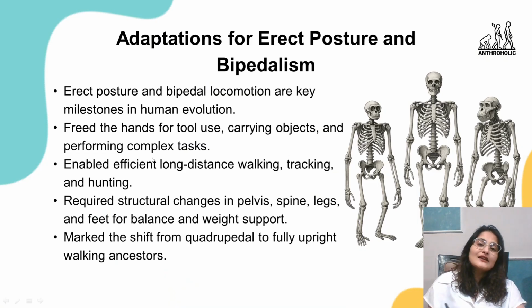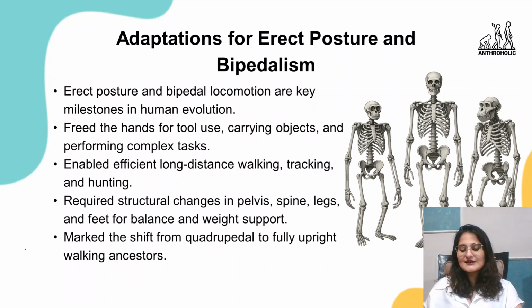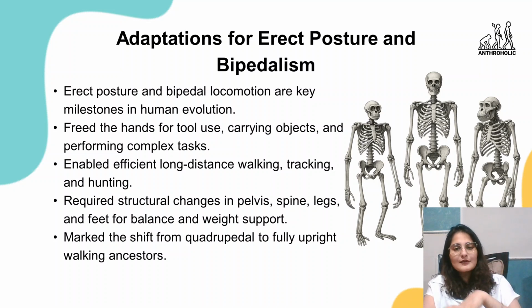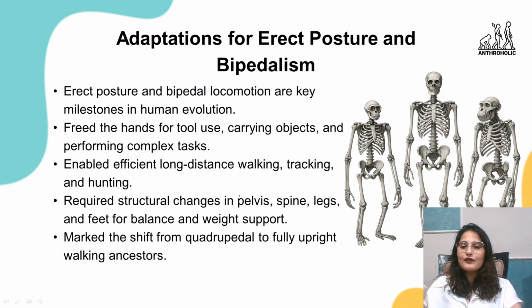Now, there are certain adaptations, and this particular bipedalism topic you can see in the previous year question as well. So adaptations for erect posture. Erect posture, that is, the kind of posture that we as human beings have adapted to, that is standing straight. Most of the animals stand on 4 feet. We, on the other hand, stand on 2 feet. So this adaptation for erect posture and bipedalism is very, very important.